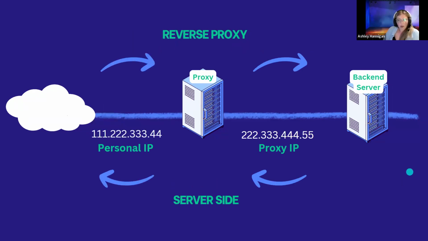So the diagram for how reverse proxies work, they act on behalf of the back-end servers, receiving client requests, again, forwarding them on, hiding your personal IP address, only exposing the proxy's. And then once it has that information, it sends it back to you. And reverse proxies are all server-side, whereas the forward proxies were on the client side.